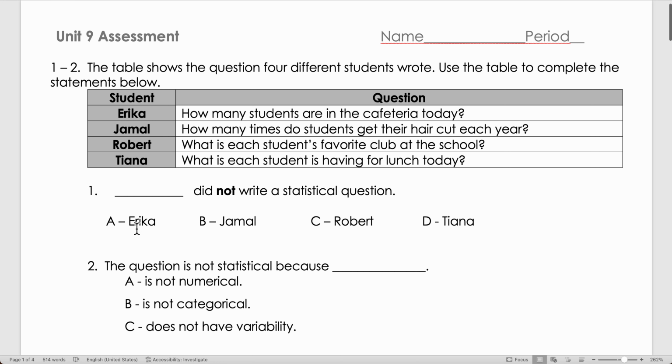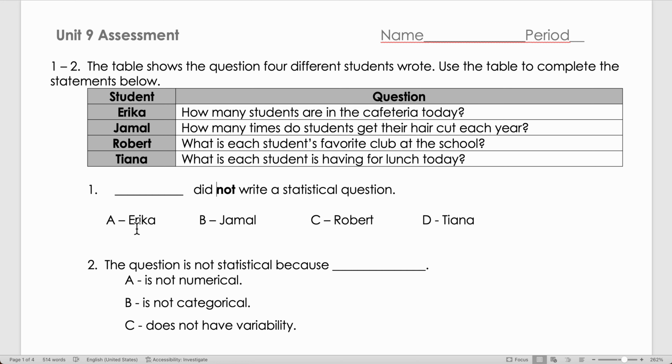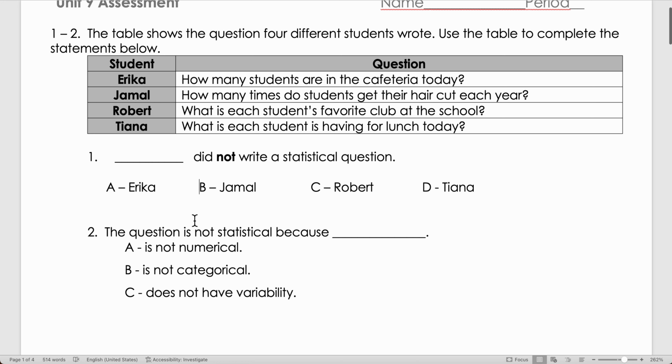So again, when you teach statistical questions, just focus on those 2 things for him. It has to ask a group, and it has to have an open-ended number of responses, multiple responses, I tell students, right? So number 2, the question is not statistical that Erica wrote. Well, let's just see if we can address it, and then we'll look at the answer choices. How many students are in the cafeteria today?